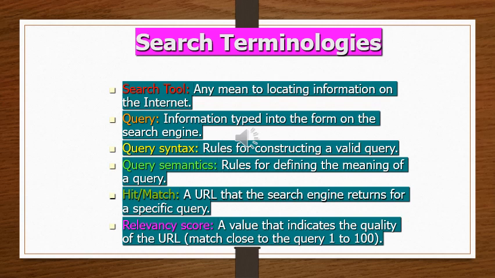Then we have the hit or match. A URL that the search engine returns for a specific query. So when you send a query and you get information back, what you get back is a hit or a match.